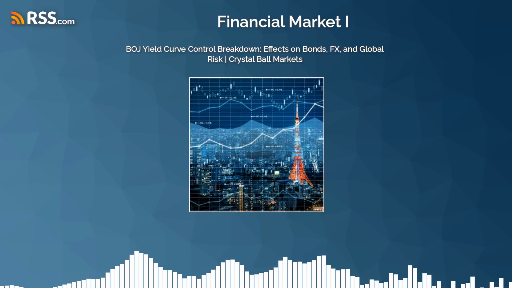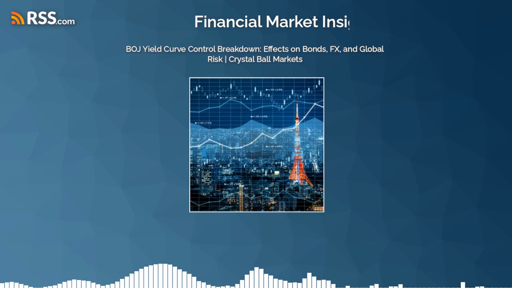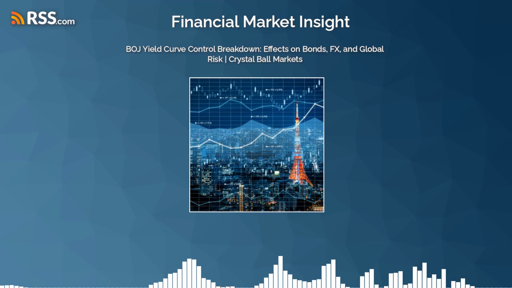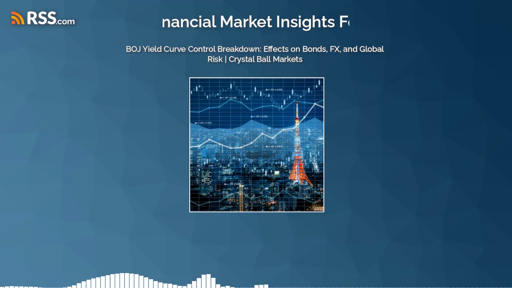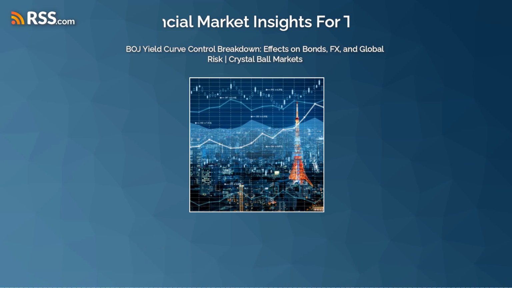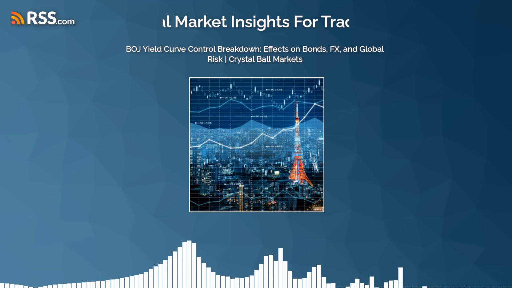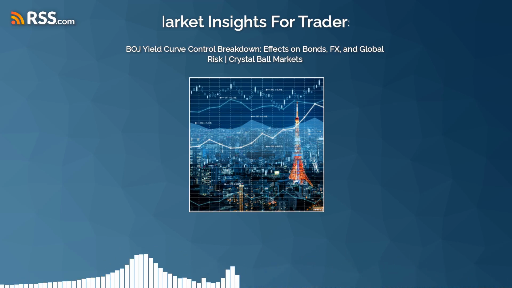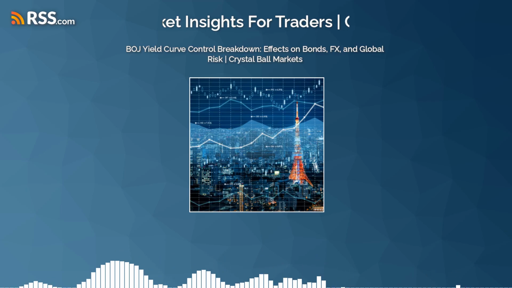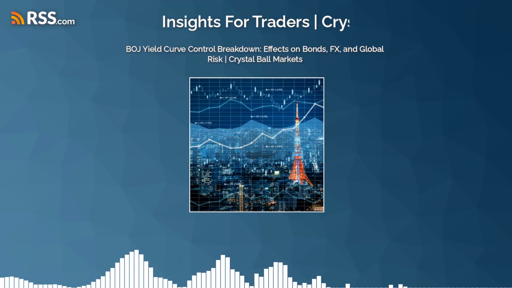Under yield curve control, the BOJ sets a short-term policy rate, which has historically been around negative 0.1%. But more importantly, it also targets the yield on 10-year Japanese government bonds, usually aiming to keep it around 0%. And here's where it gets interesting.